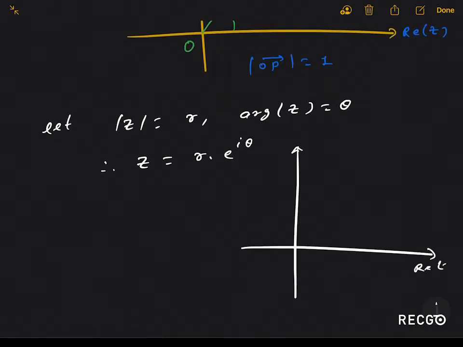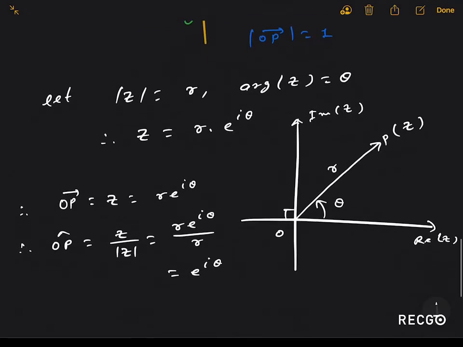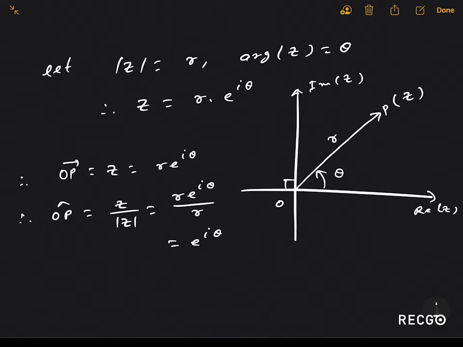Now let's say that the modulus of z is equal to r and the argument of z is equal to theta. So in Euler form we can write this complex number as z is equal to r into e to the power iota theta, right? Let's suppose this is point P whose affix is z. So OP is equal to r and this angle is equal to theta, and therefore the OP vector is equal to z, that is r into e to the power iota theta. Therefore OP cap is equal to the OP vector divided by mod of the OP vector, that is r e to the power iota theta divided by r, that is equal to e to the power iota theta. So now it should be very clear.